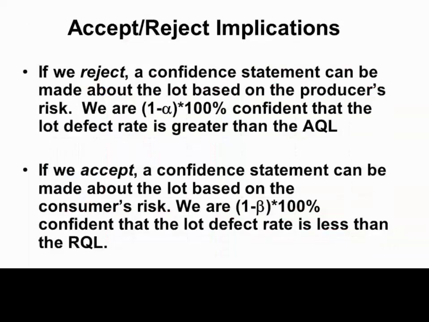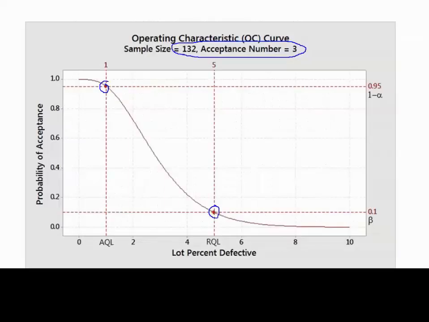One thing I'd like to mention is that I find this is not really well understood. This is the plan. Now, what happens when you start using the plan? Let's suppose we take a sample and we reject the lot. What do we know? Looking at this picture, if we reject, we're tempted to think, oh, we must be at 5% defective because that's the rejectable quality level and we rejected. Not really. What we could say if we reject is that we're 95% confident that we're worse than the AQL.